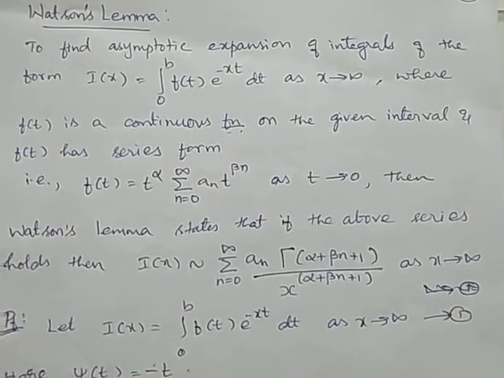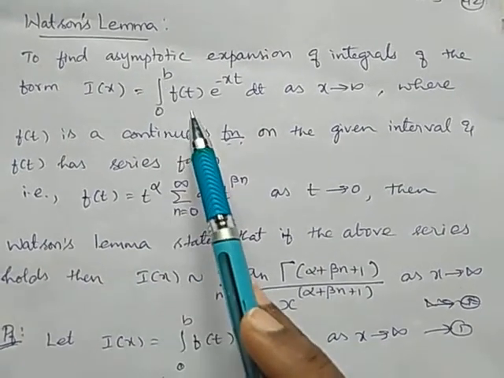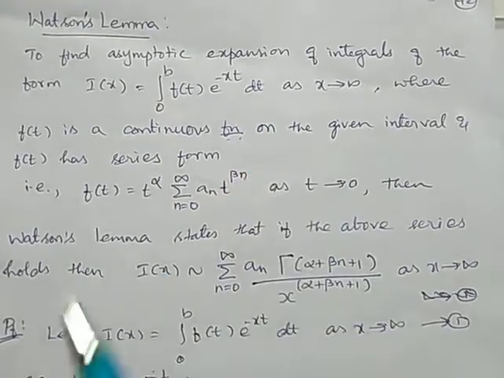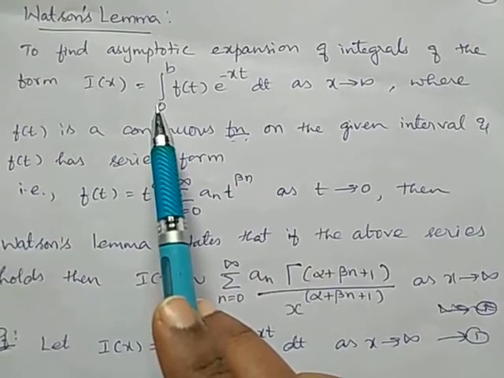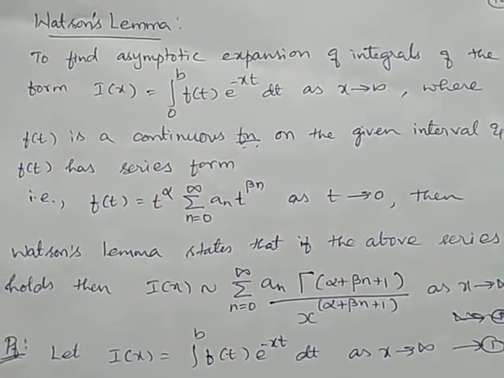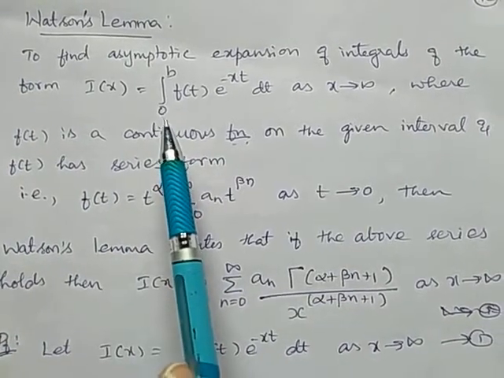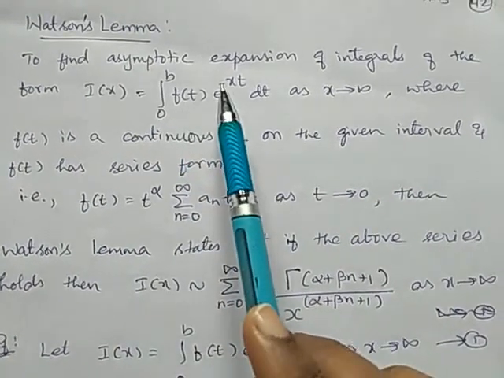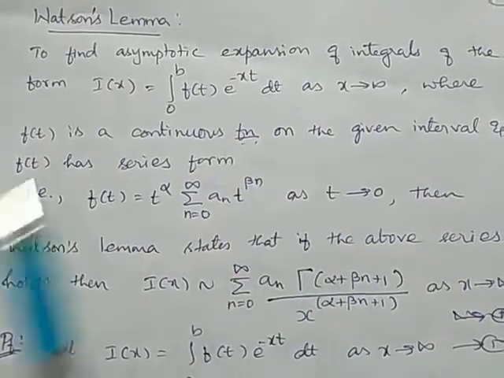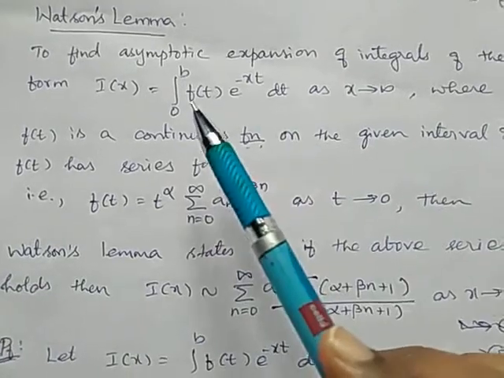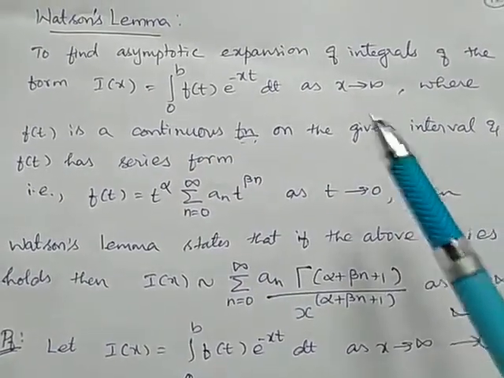So, we are going to find the asymptotic expansion of the integral from 0 to b of f of t e power minus xt. In previous cases, it will be general, that is, it will be between a to b, but in Watson lemma, the integration should be between 0 to b of f of t e power minus xt. So, that's the only difference between Watson lemma and previous problems. Here, the integral should be between 0 to b, as x tends to infinity.